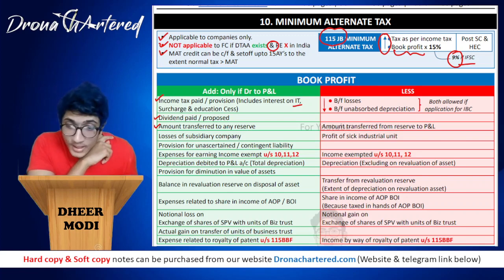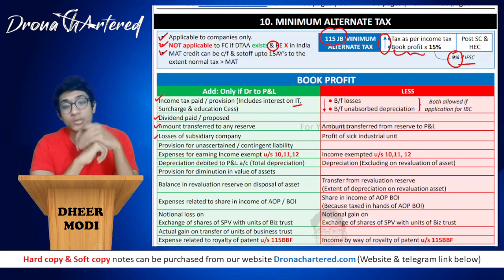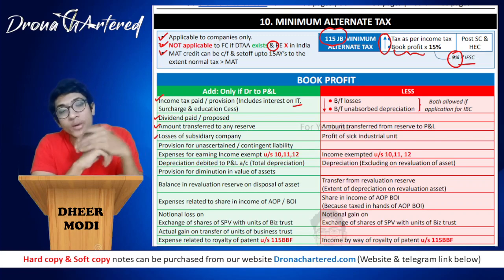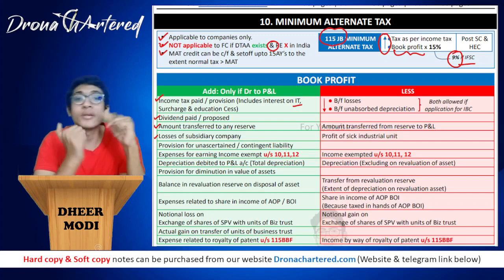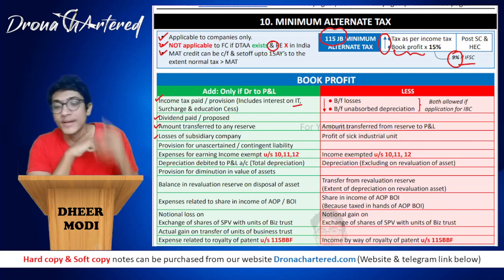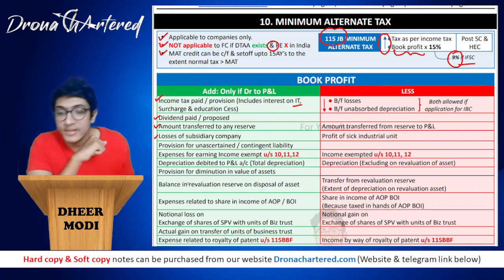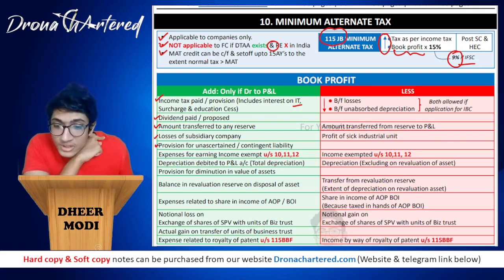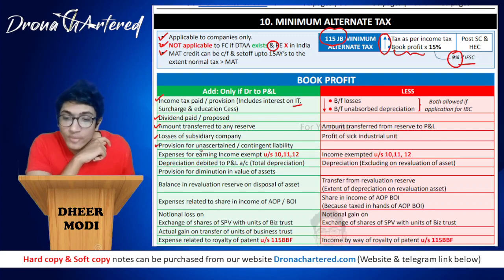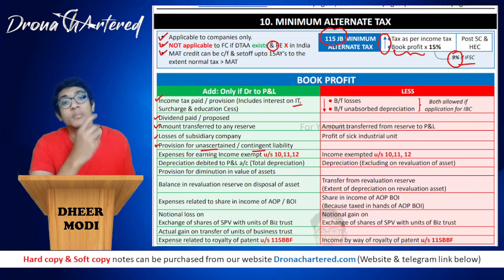Any losses of subsidiary company, if you have subtracted any losses of subsidiary company, you will have to add back, because your subsidiary is a separate entity and you are a separate entity, so they make you add this amount back only and only if you debited these items. Any provision you've made for any uncertain or contingent liability will also have to be added back.